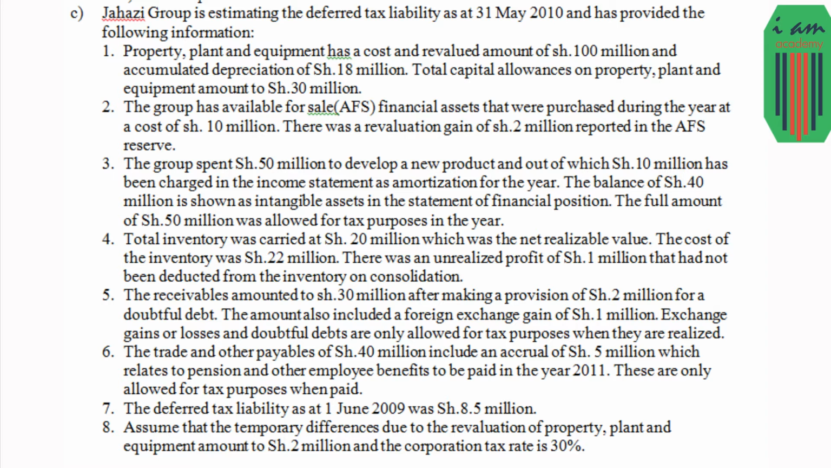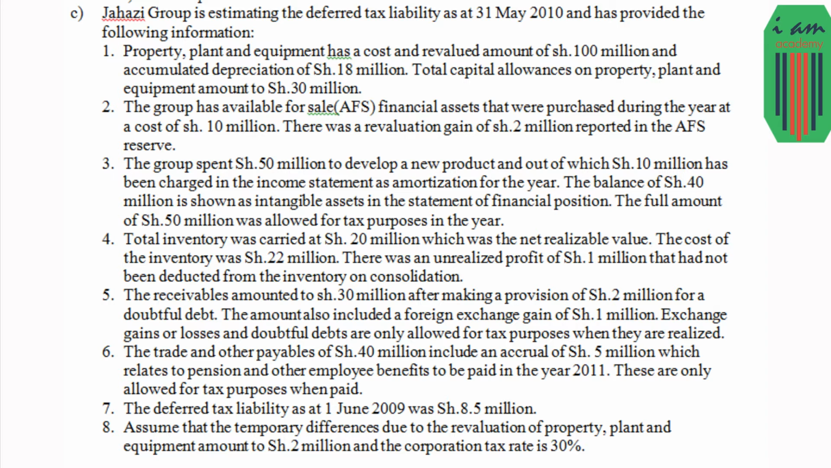3. The group spent 50 million to develop a new product, out of which 10 million has been charged in the income statement as amortization for the year. The balance of 40 million is shown as an intangible asset in the statement of financial position. The full amount of 50 million was allowed for tax purposes in the year. 4. Total inventory was carried at 20 million, which was the net realizable value. The cost of the inventory was 22 million. There was an unrealized profit of 1 million that had not been deducted from the inventory on consolidation.